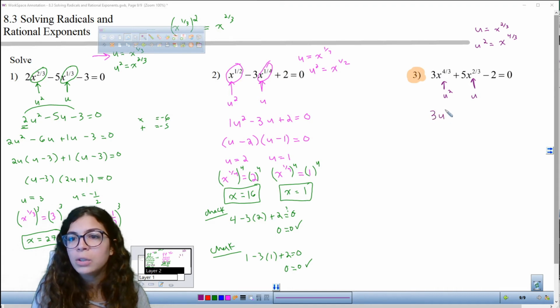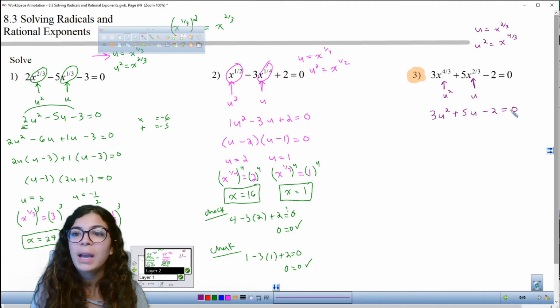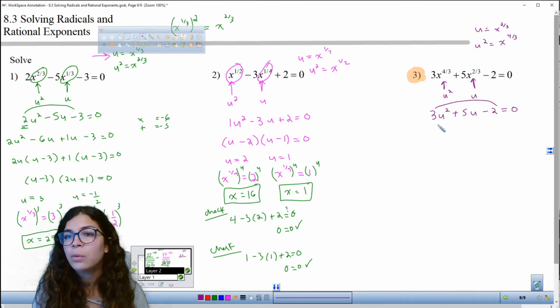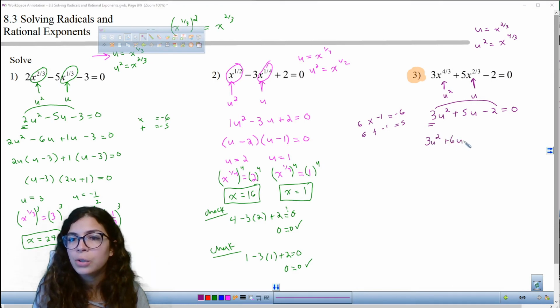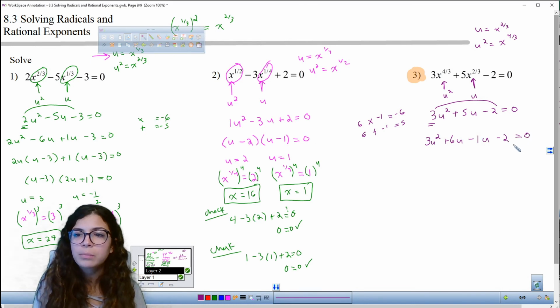So we have 3u squared plus 5u minus 2 equals 0. And again, we want to rainbow over if there is a coefficient in front. So I need multiplies to equal -6 and adds to equal +5. So on this one, it will be 6 times -1, 6 plus -1. So I will break up the middle: 3u squared plus 6u minus 1u minus 2 equals 0.